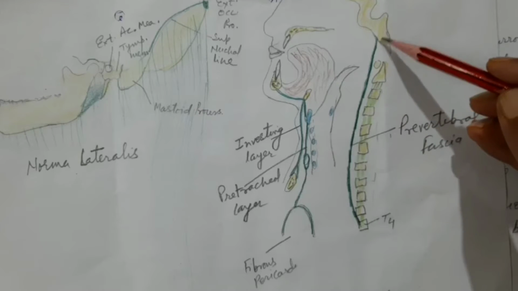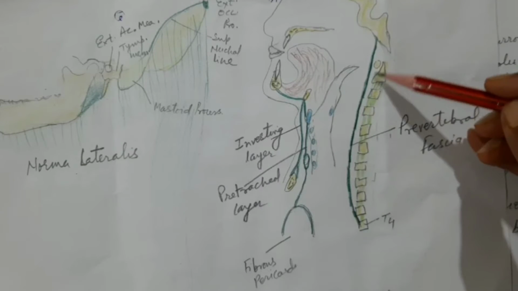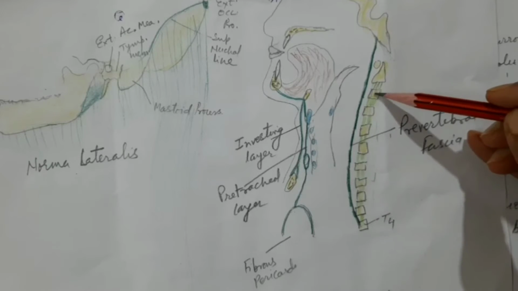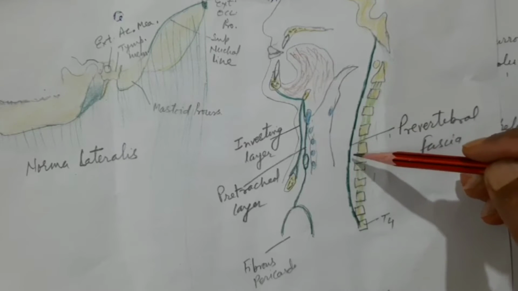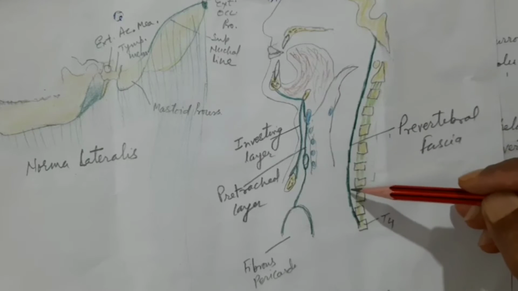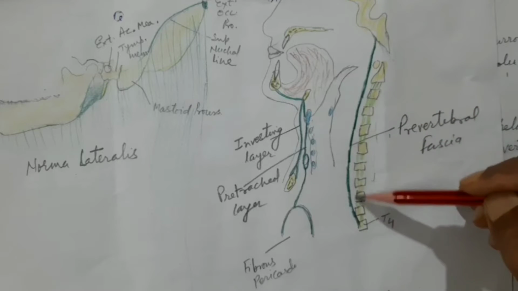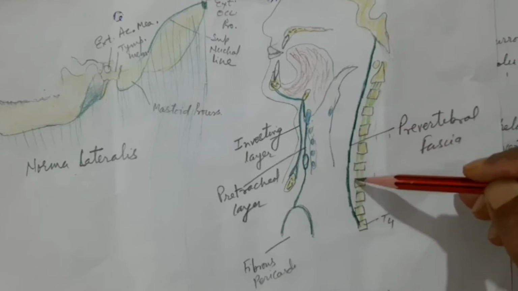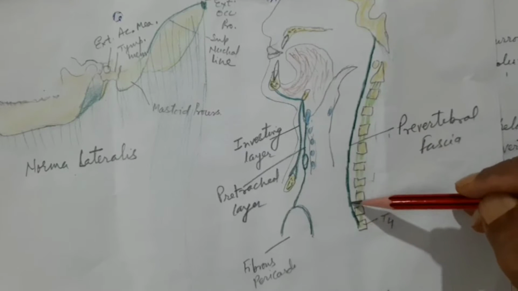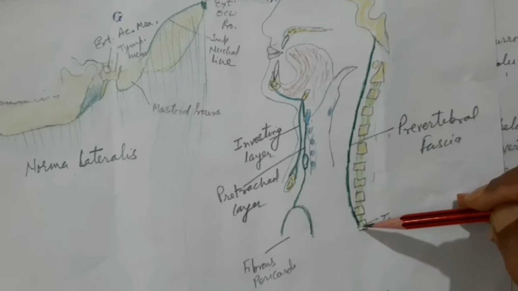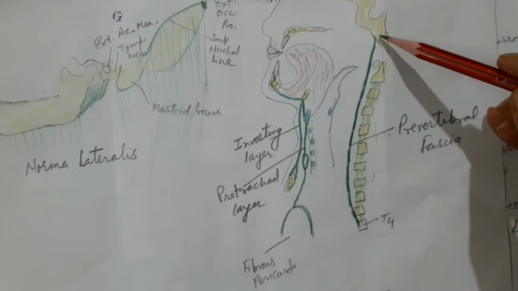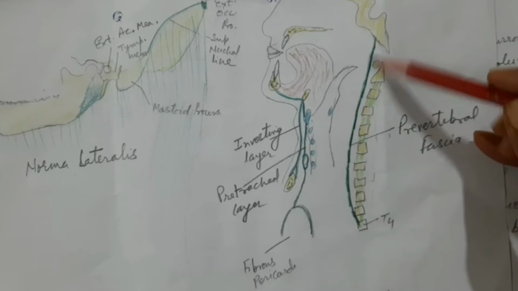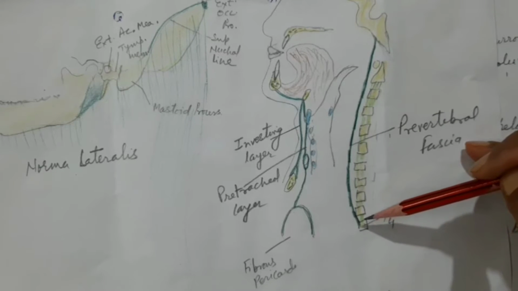downward. Okay, in the midline it will cover the vertebral column, that is the cervical vertebral bodies and intervertebral disc. Then it will enter the thoracic region, and in the thoracic region it will blend with the anterior longitudinal ligament of the vertebral column, and then it will fuse with that of the T4 vertebra, the thoracic fourth vertebra. So this extends in the thorax up to the thoracic fourth vertebra.